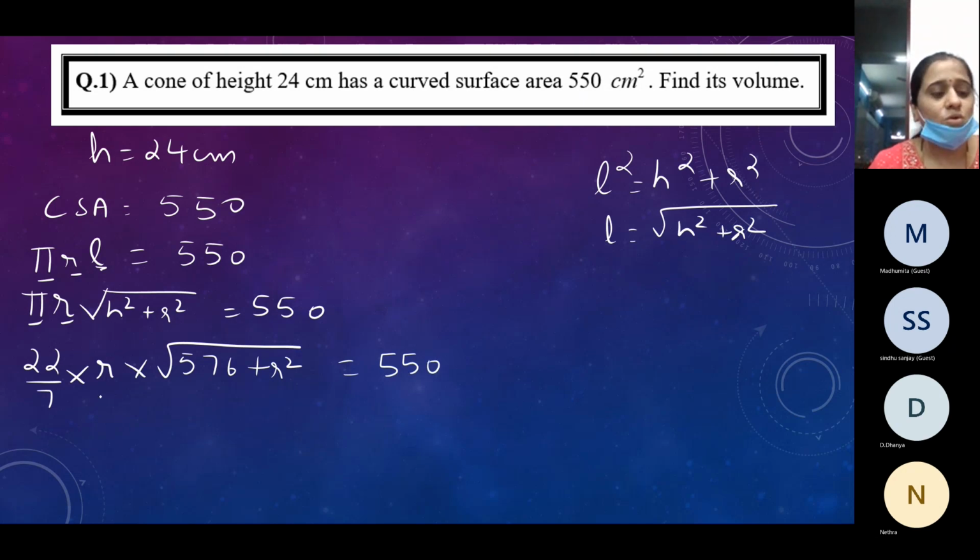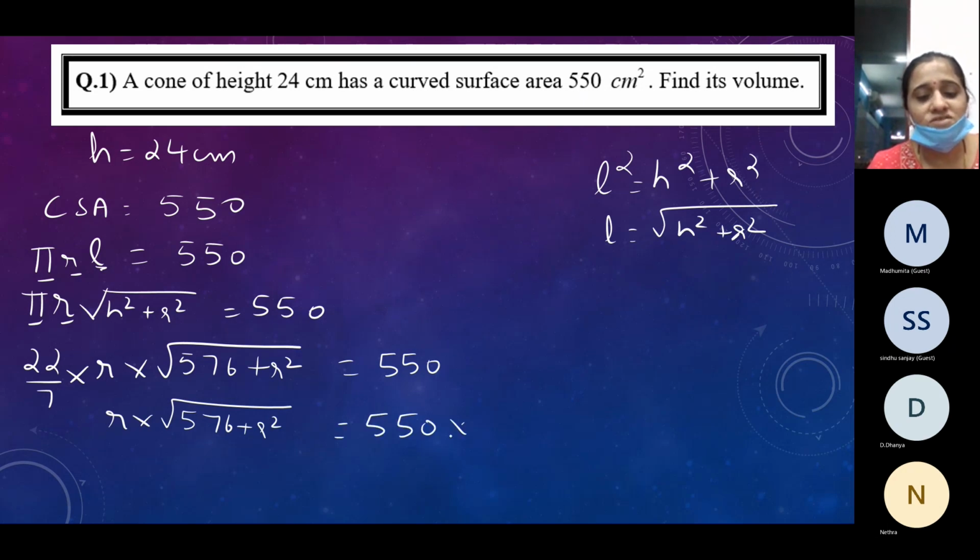All right. Now you can transpose the 22 by 7. So R into square root of 576 plus R square is equal to 550 into 7 by 22. Now simplify. 22 ones are 22, 22 fours are 44, 11 remains, 22 fives are 110. Or you can even simplify using the tables of 11 first and then proceed. So what do we have?